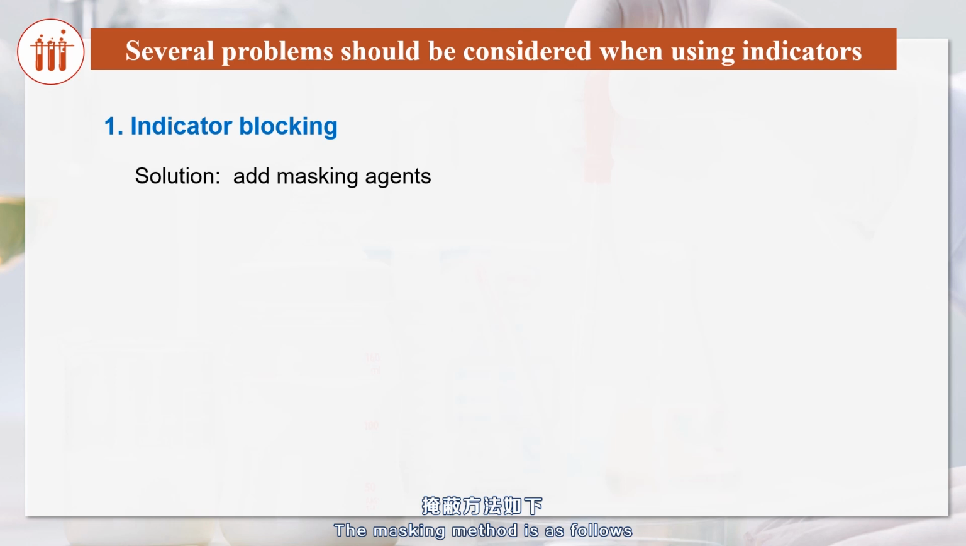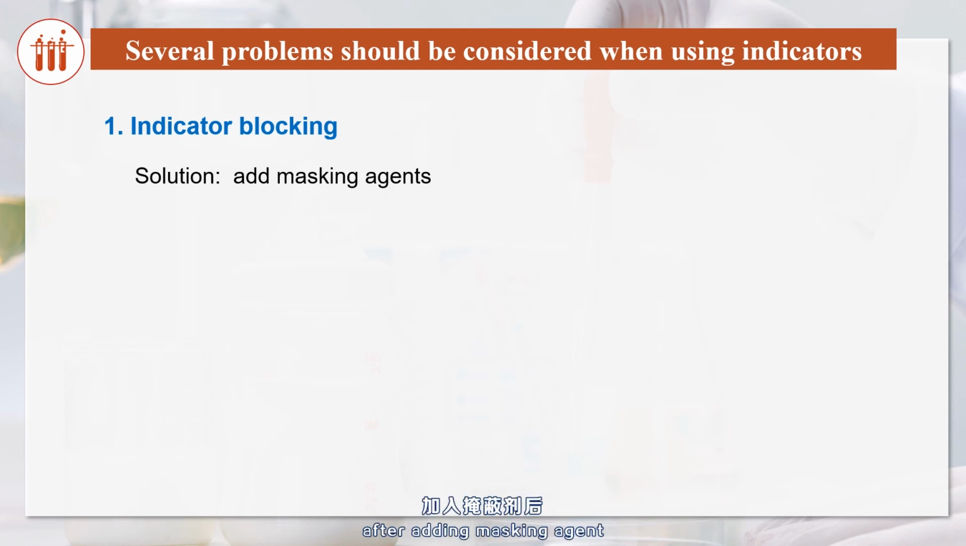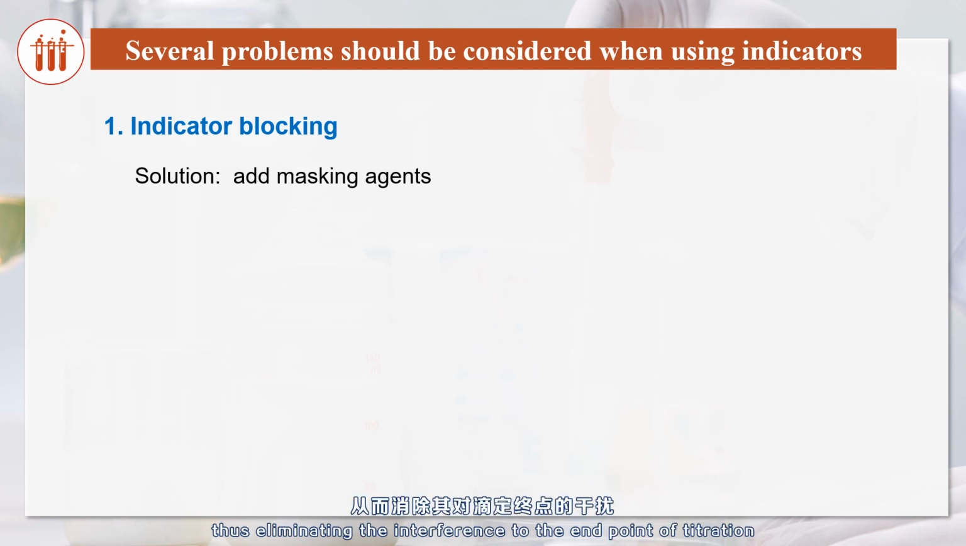The masking method is as follows. Triethanolamine can mask aluminum ion and ferric ion, and tartaric acid can mask ferric ion, while the addition of potassium cyanide or sodium sulfide can mask copper ion, nickel ion, and cobalt ion. After adding masking agent, these interfering ions won't form stable complexes with EBT, thus eliminating the interference to the endpoint of titration.